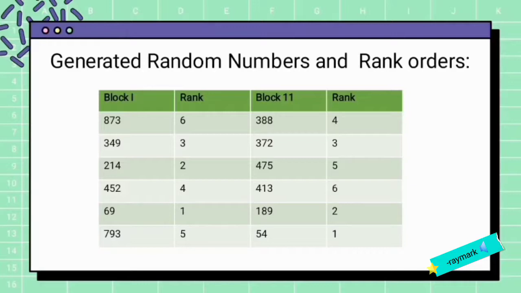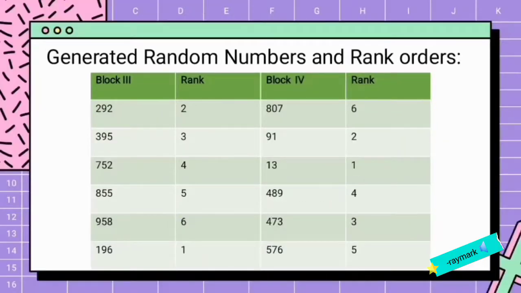We have 873, 349, 214, 452, 69, and 793. And their rank orders are 6, 3, 2, 4, 1, and 5. The same procedure is done in block number 2, block number 3, and also block number 4. So these generated random numbers and rank orders are very important in giving a possible randomization result and also to illustrate the layout of the experiment.